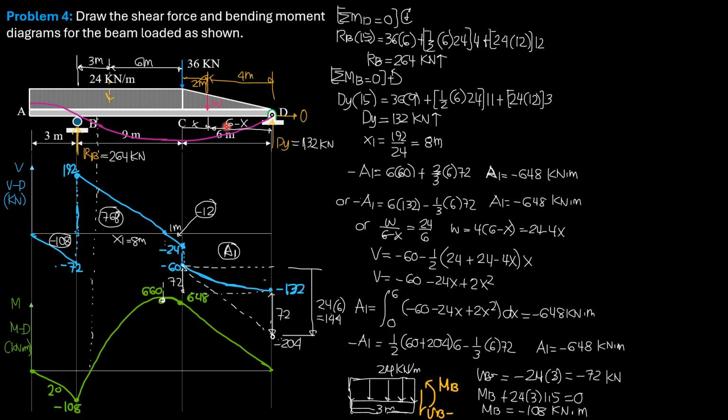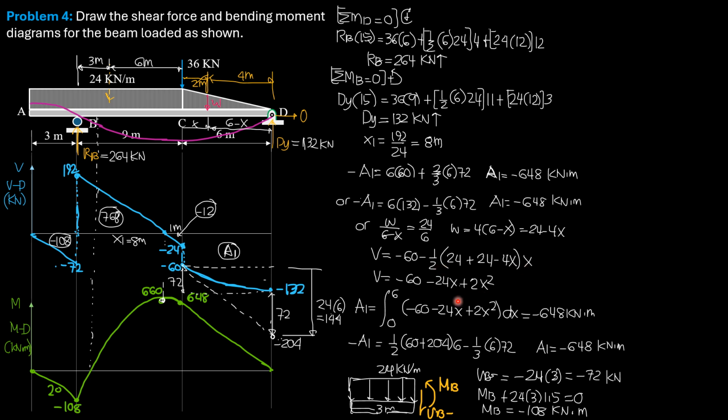Therefore the shear in this equation is negative 60. It begins with negative 60. Then minus the area of this trapezoid in general. So minus 1/2 quantity, this is 24, this is W, which is 24 minus 4X, times the distance, which is X. So shear equation is negative 60 for that segment only, minus 24X, then plus negative 1/2 times negative 4X times X is plus 2X squared.